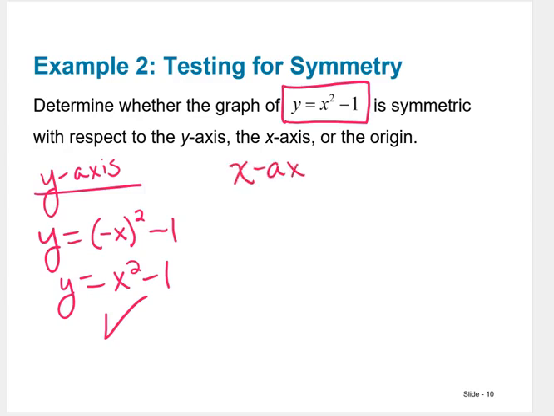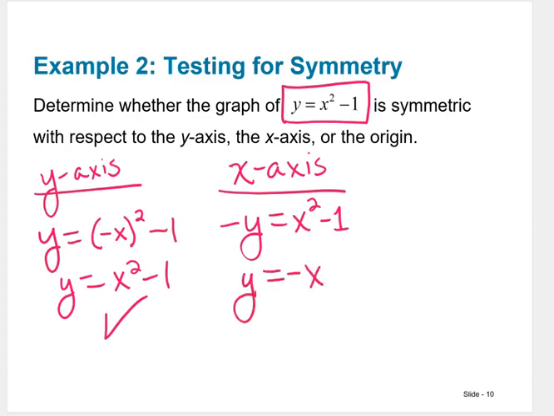All right, x-axis symmetry. This time it says take the equation, and every place there's a y, plug in a negative y. So instead of y, I'm going to put negative y. X, we're not doing anything with. All right, now clean it up. So I've got to get rid of the negative sign in front of the y, and that gives me negative x squared plus 1. Notice that is not the same. So this graph does not have x-axis symmetry.